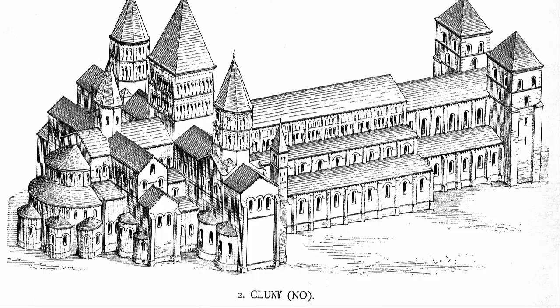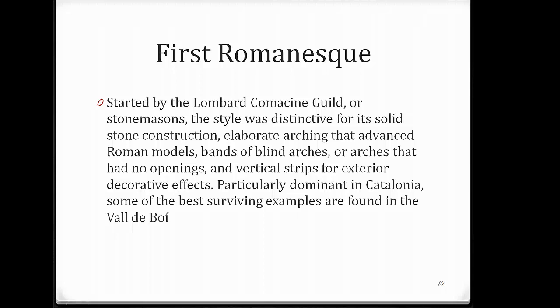Started by the Lombard Commercine Guild of stonemasons, the style was distinctive for its solid stone construction, elaborate arching that advanced Roman models, bands of blind arches, or arches that had no openings, and vertical strips for exterior decorative effects. Particularly dominant in Catalonia, some of the best surviving examples are found in the Val de Boí.